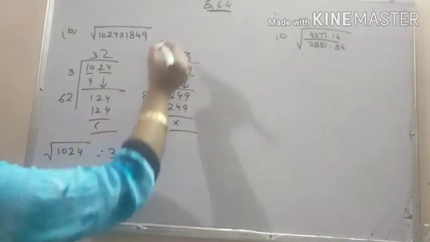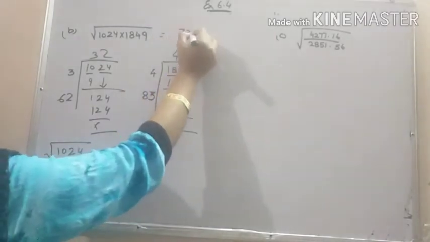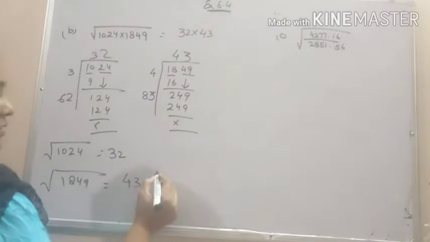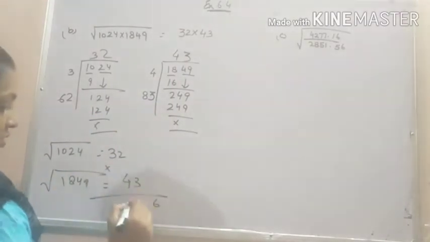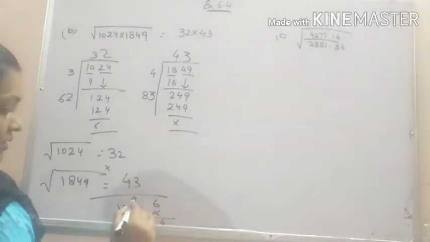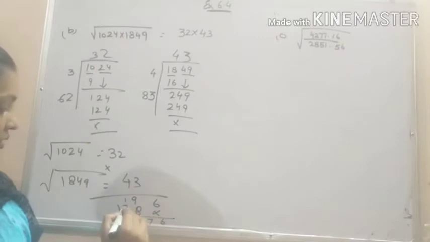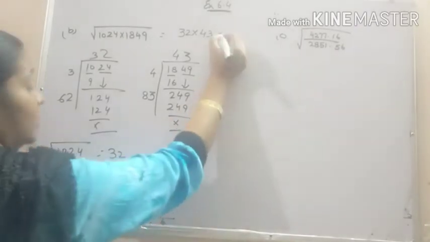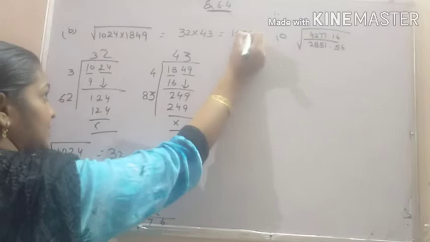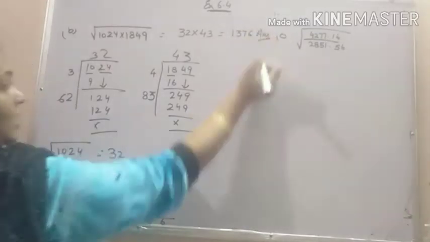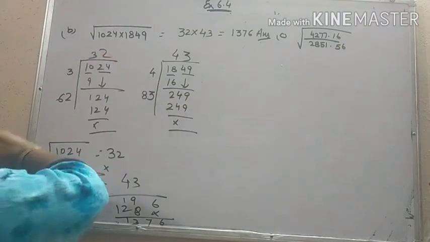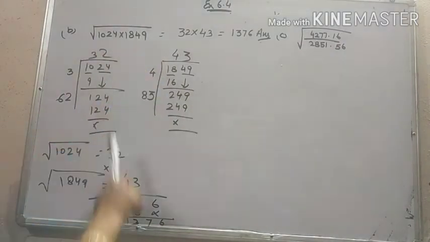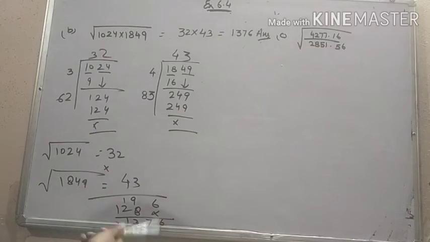What is the next step? You have to just multiply these two numbers. 32 into 43. Do the multiplication. 3 2s are 6, 3 3s are 9, 4 2s are 8, 4 3s are 12. 6, 8, 6. You get 1376 as your answer. So it was so easy. First of all, we found the root of 1024, then 1849, and then we multiplied both the numbers.